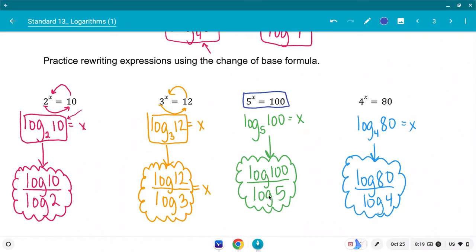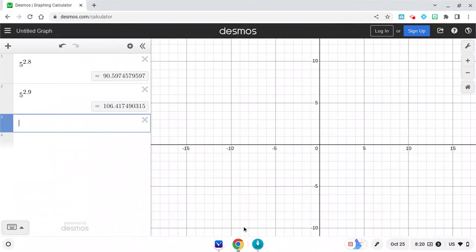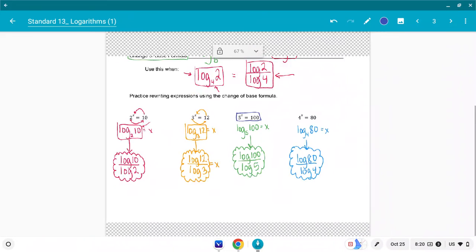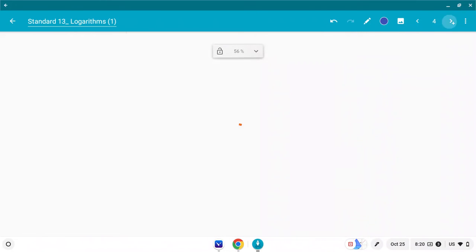This is going to tell me what the exponent needs to be on the 5 to get 100. So I'm going to type in log 100 over log 5. Hopefully our answer is in between 2.8 and 2.9. Yes, it is. The actual exponent to get 5 to what power is 100 is 2.86135311615. So that's what change of base does for us.